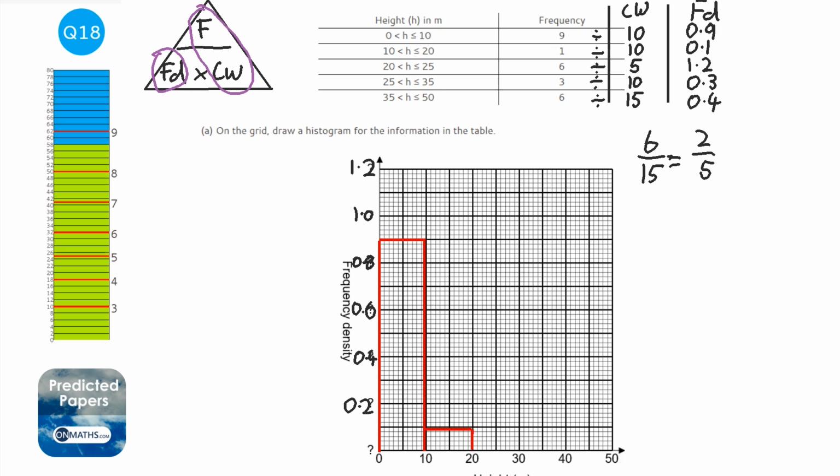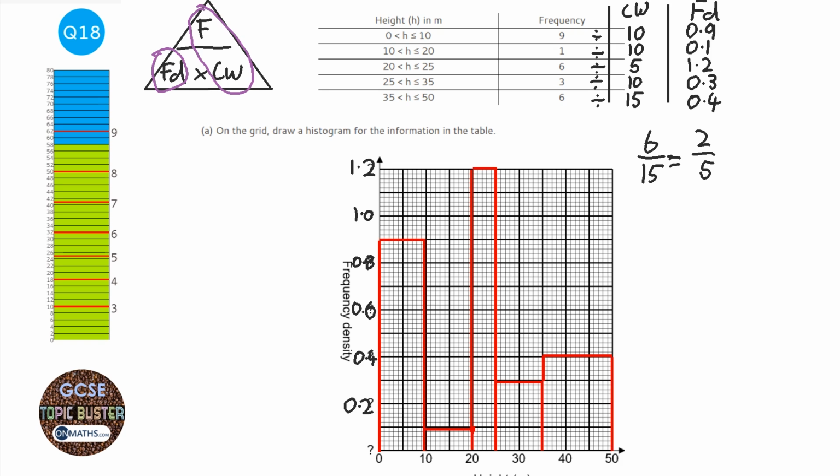So 20 to 25, so we've got to be careful with this one, because it's only 1 square across. Let's try and get it as close as I can. So that's 1.2, but it's only 1 square across. Okay, next one, 25 to 35 is 0.3, so that would be there. And last one is 35 to 50 and 0.4. So we go up one, and then we finish that off.